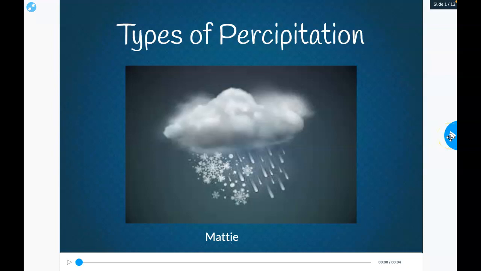My Nearpod lesson begins with an introduction slide that introduces the topic of the lesson, which is types of precipitation. The introduction provides the students with the topic so they can know what we will be discussing in this Nearpod and what they will be learning about.